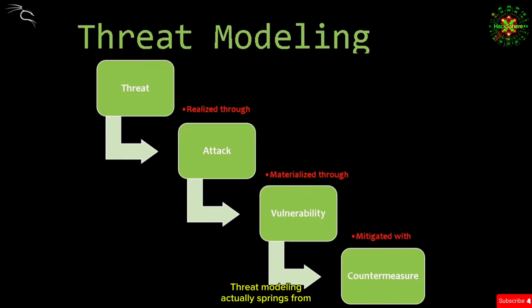Threat modeling actually springs from the trivial risk assessment model. We need to identify threats in the first place, whether it's a process, a software, an attacker, anything can be a threat. The threat can attack our systems by taking advantage of weaknesses or vulnerabilities we have, and the purpose of threat modeling is to close the gaps of these vulnerabilities, to put controls in order to close those vulnerabilities.